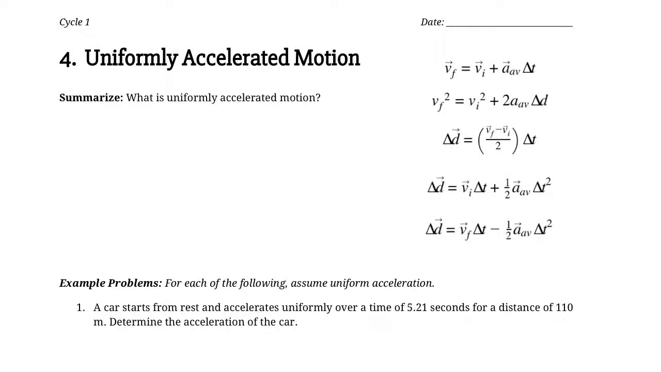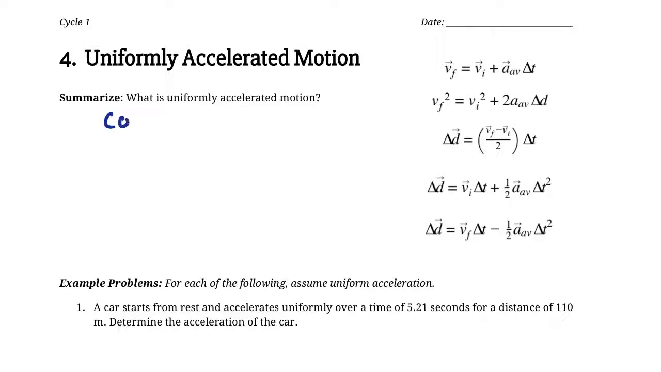In this lesson, we're going to learn how to do some calculations involving uniformly accelerated motion. First of all, what is uniformly accelerated motion? It's just a specific type of motion that involves a constant acceleration. So if a car is constantly speeding up at a constant rate, like 3 meters per second squared, that would be a uniform acceleration or uniformly accelerated motion. So essentially that's all it is.